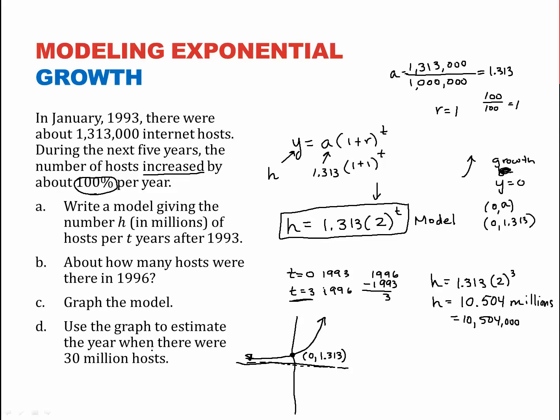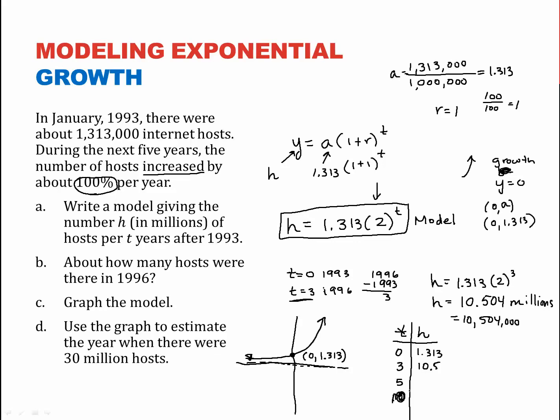Use the graph to estimate the year where there were 30 million hosts. So they actually wanted us to plot points for this one. So let's see if we can plot some points. Let me see. Time, age. We know when t equals 0, we have 1.313. When t equals 3, calculated here, is 10.5. And so now we want to do something like 5, 10.